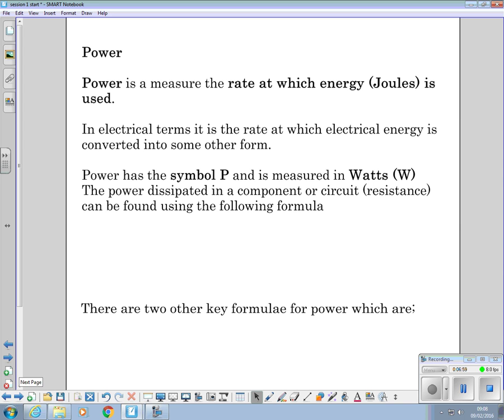Power. When we start to use energy, we use power. Power is a measure of the rate at which energy, measured in joules, is used. In electrical terms, it's the rate at which electrical energy is converted to some other form. Power has the symbol P and is measured in watts, symbol W. The power dissipated in a component or circuit resistance can be found using the following formula: the current times the voltage.